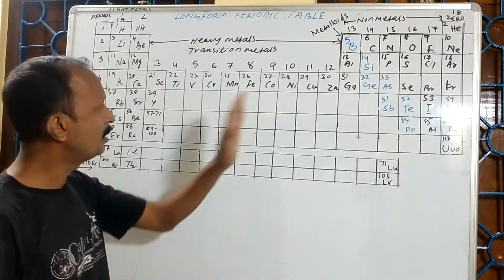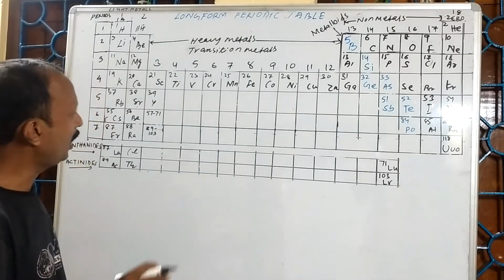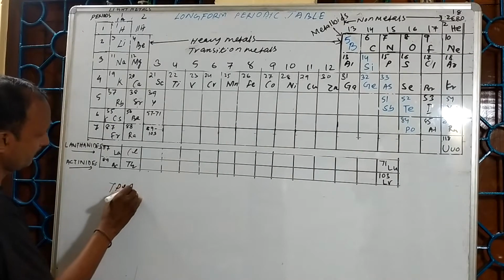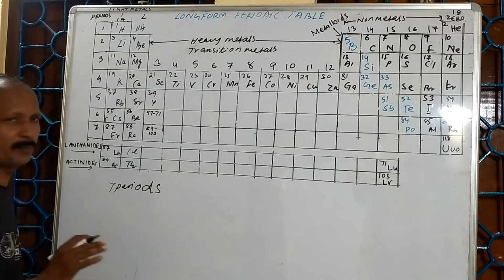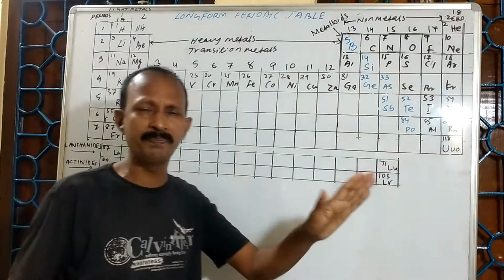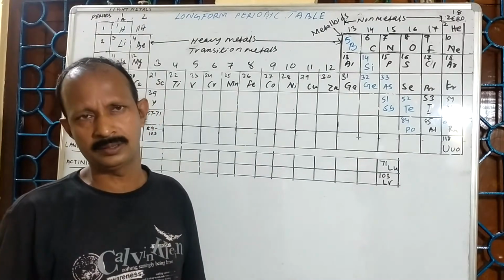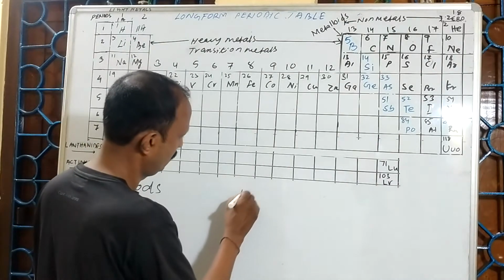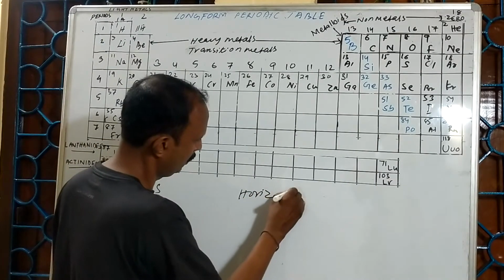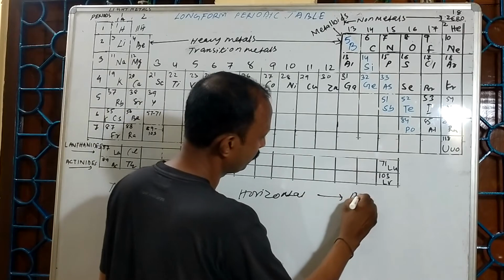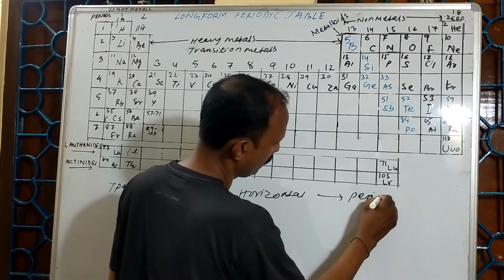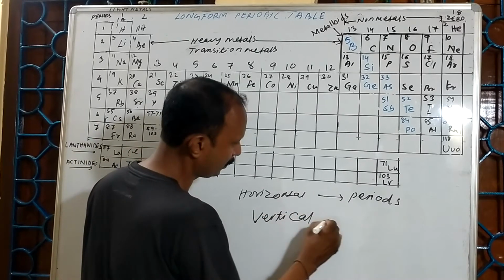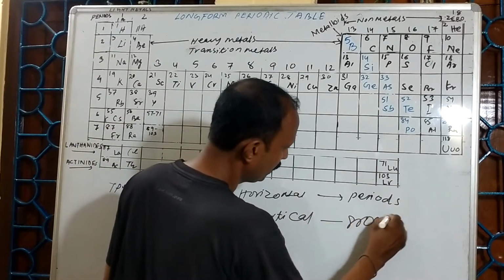So in this periodic table there are 7 periods. We are discussing the periods. Here elements are arranged in periods as well as groups. These horizontal rows are called the periods. Vertical columns are called the groups.